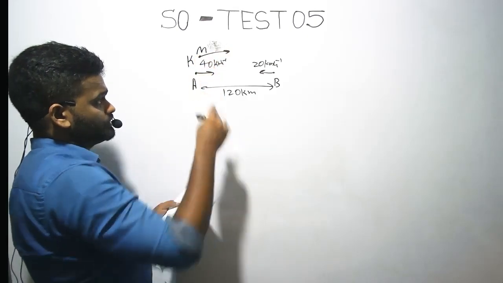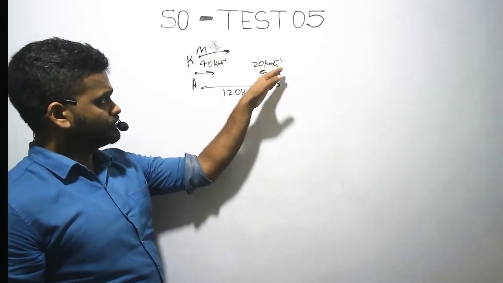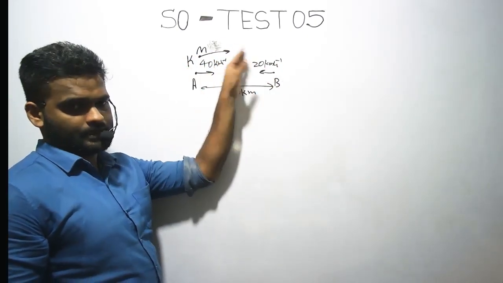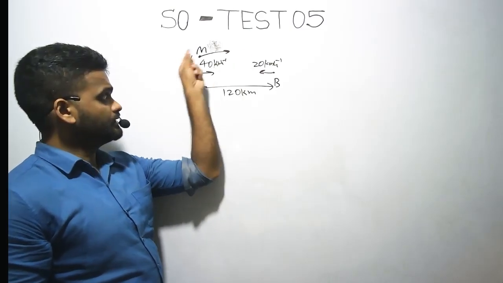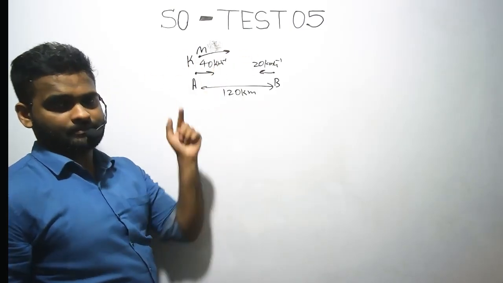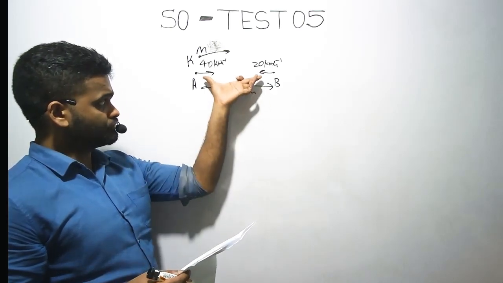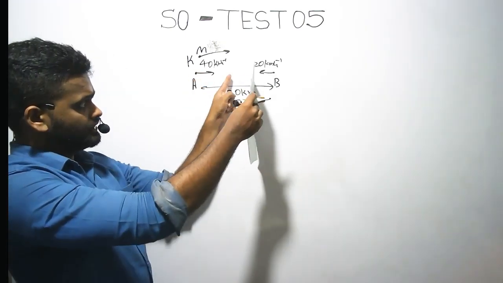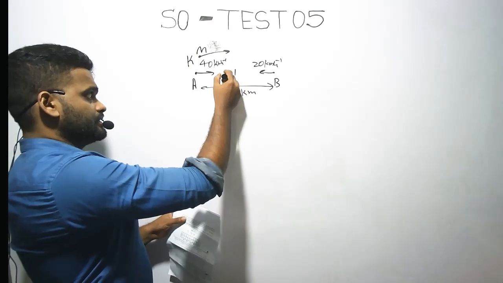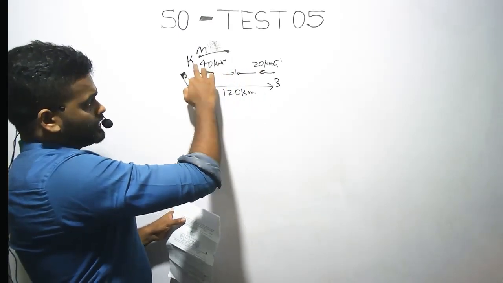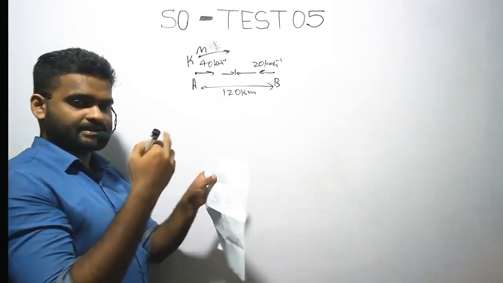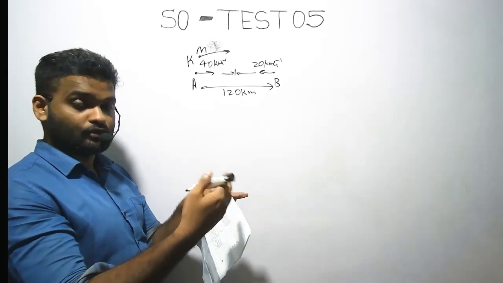So what does the bird do? He just moves from B to A, B, A, like that. The bird is moving between A and B. The question they ask is, as these two trains collide, so let's say they collide somewhere here, how much is the distance that the bird has moved?